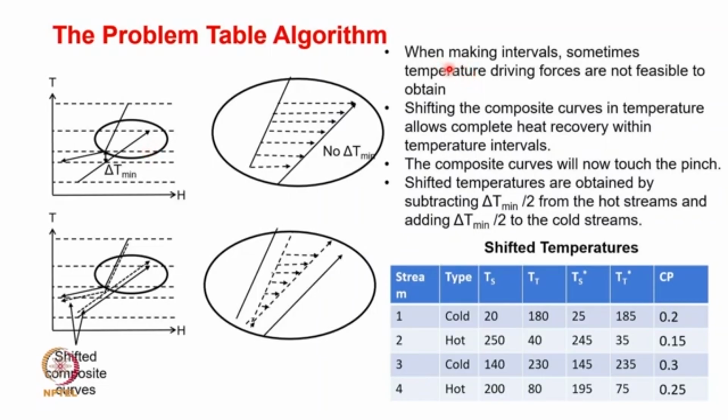So when we are making the intervals, sometimes temperature driving forces are not feasible to obtain. So what can we do in those contexts? Shifting the composite curves. You can move the composite curves closer so that they tend to touch. When they touch, you can draw a line, and when you make the intervals exactly, you may be able to capture the pinch point. Shifting the composite curves in temperature allows complete heat recovery within the temperature intervals.